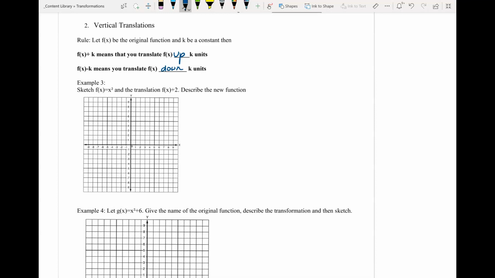Our original graph is x squared. Let me go ahead and graph that in there. This plus 2 means we're going to move up 2. So that means my vertex that was at (0, 0), I'm going to move up 2, which is at (0, 2). At a point here at (1, 1), now it's going to be at (1, 3).